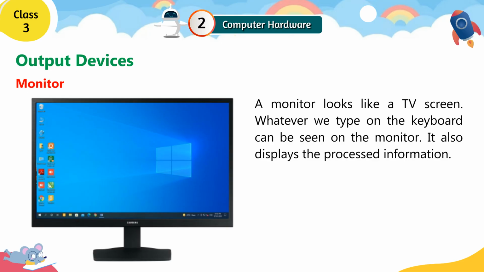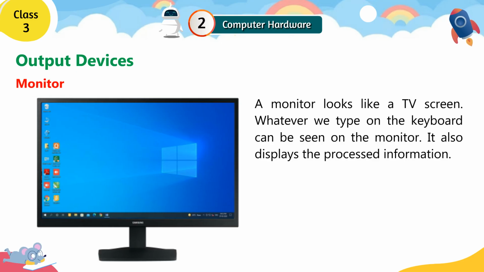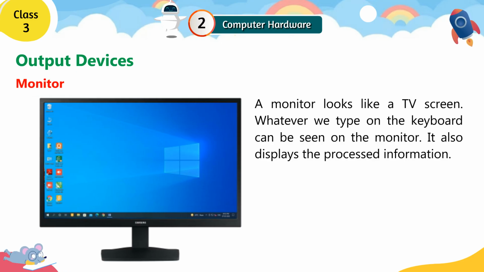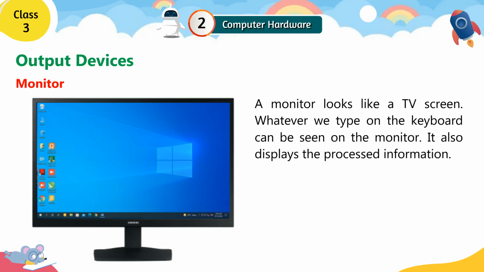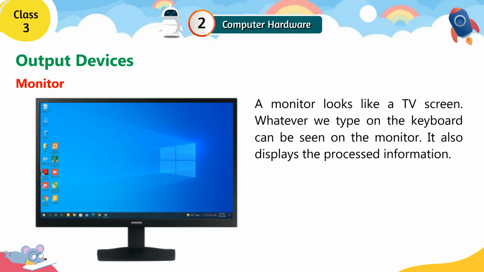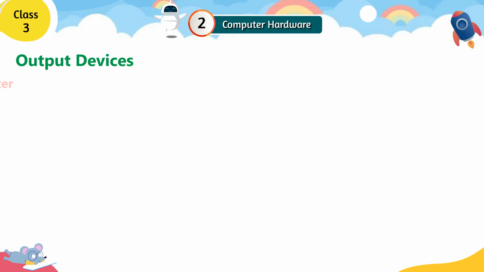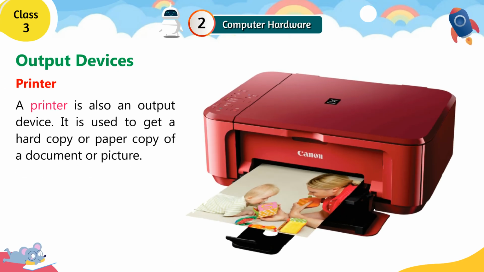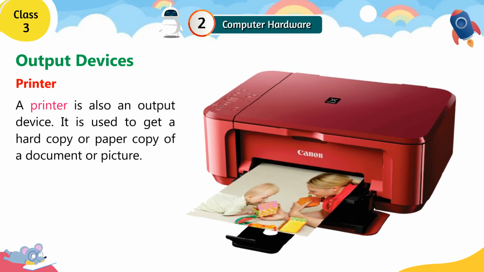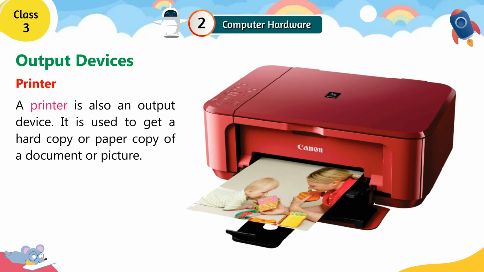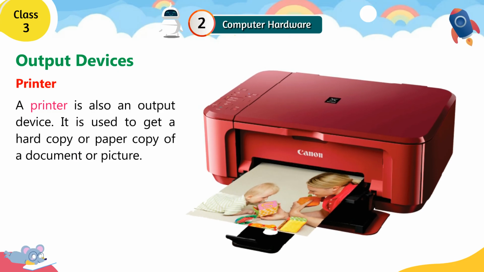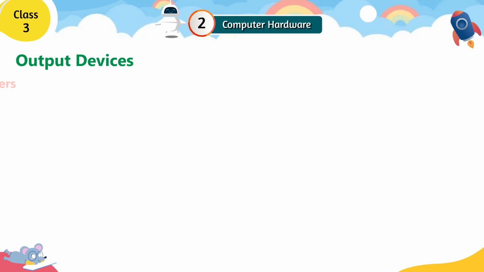Monitor. A monitor looks like a TV screen. Whatever we type on the keyboard can be seen on the monitor. It also displays the processed information. Printer. A printer is also an output device. It is used to get a hard copy or paper copy of a document or picture.